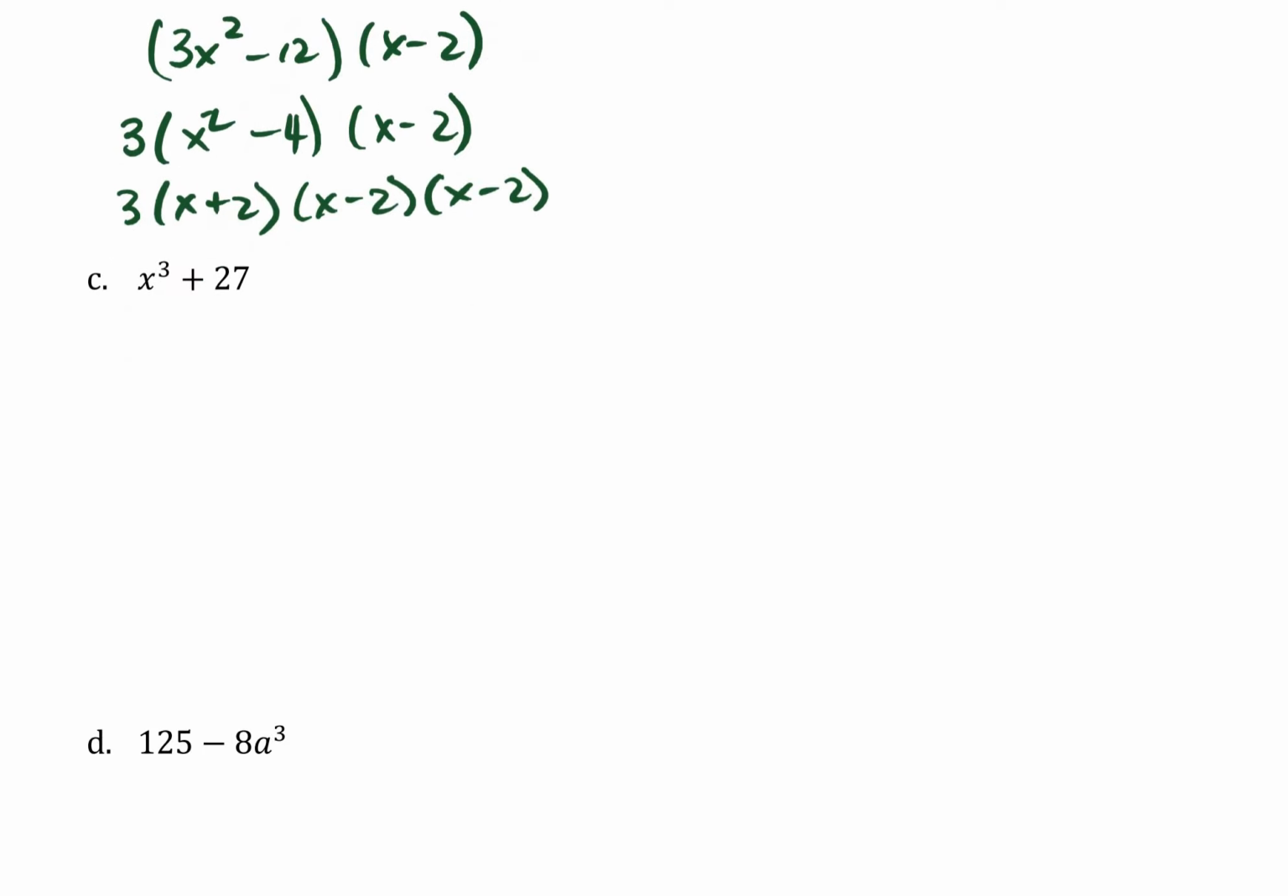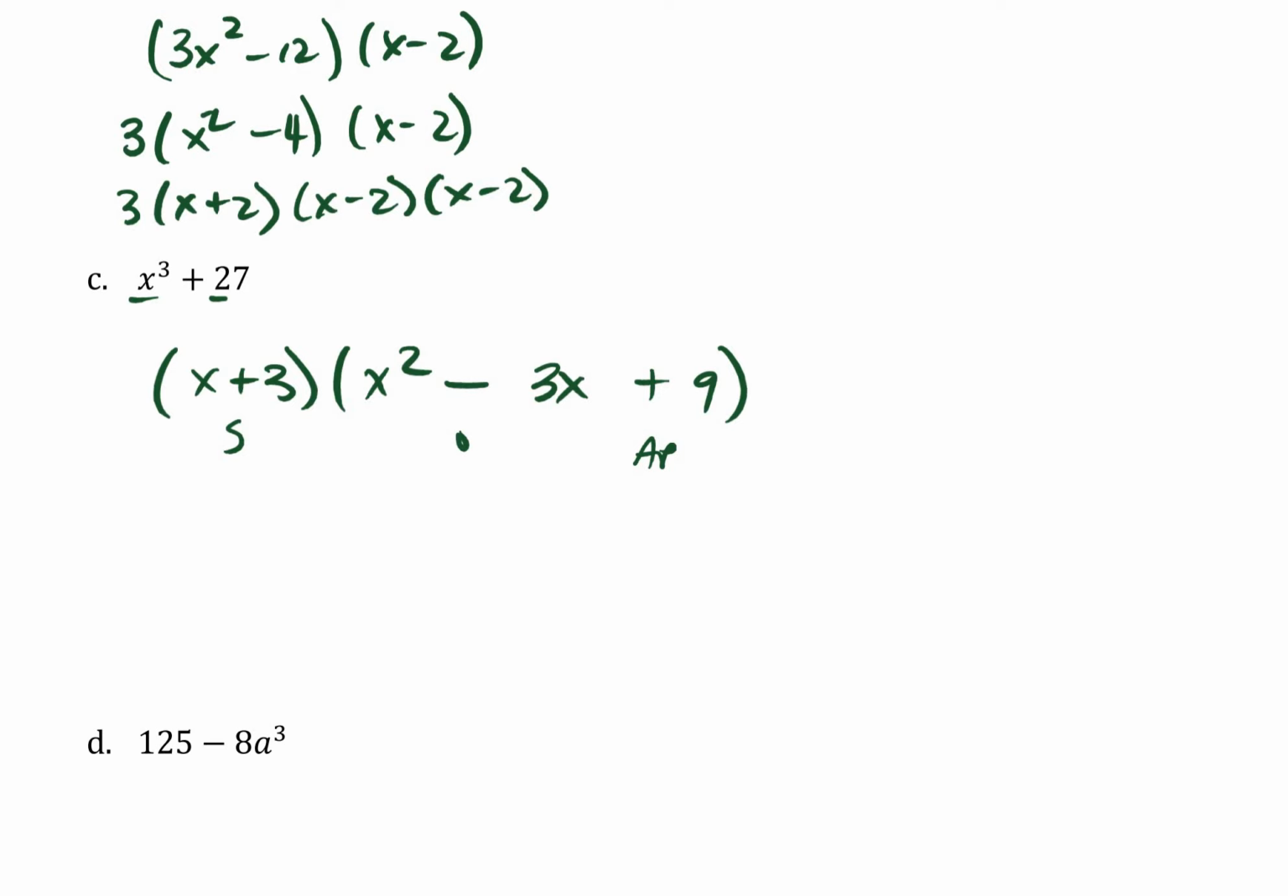C, x cubed plus 27, I know is difference of two cubes. So I'm going to make that x plus 3, x squared, and then minus, I'm using SOAP. Multiply the 3 and the x together, 3x. And the last term is always positive, and it's whatever 3 squared is, 9.